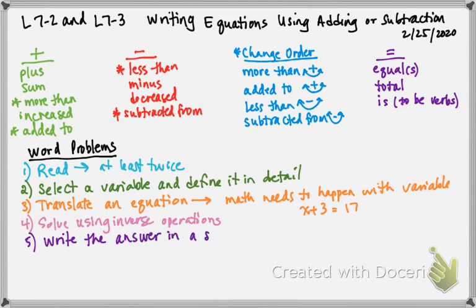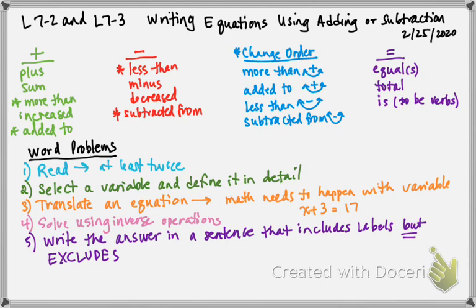In a sentence, but guess what's not in that sentence? That variable. So the sentence includes labels, but, and I'm going to yell at you, excludes variables. And here's the reason.